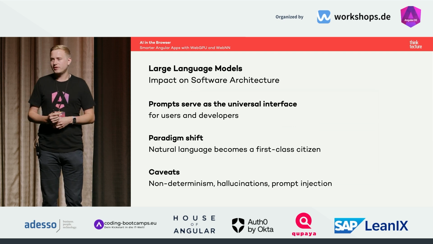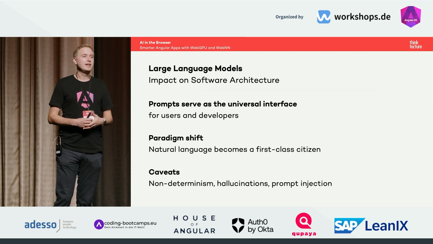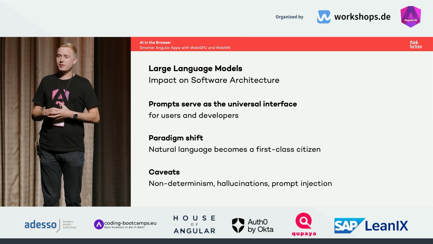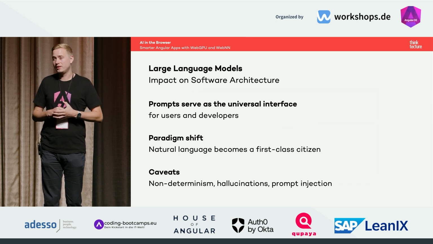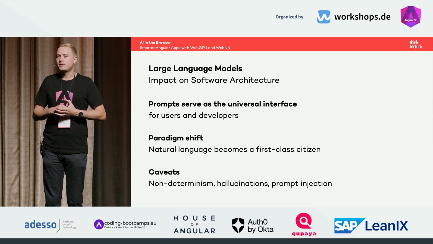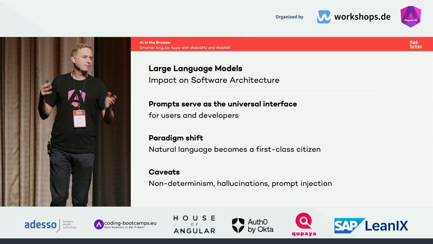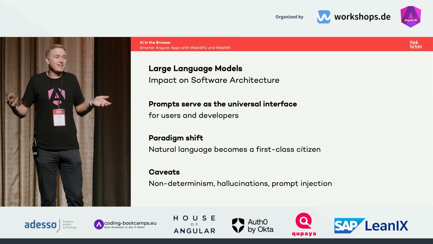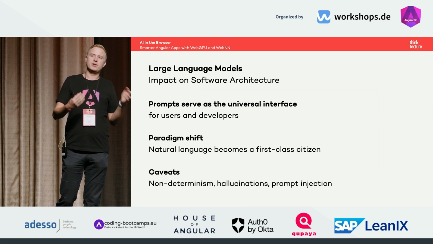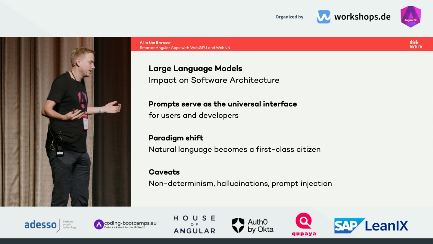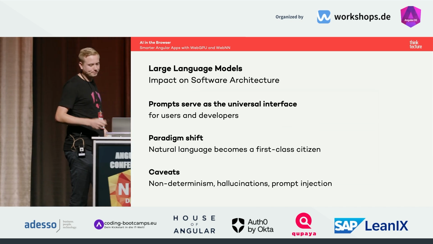And of course, it also has its caveats, right? So yes, there is non-determinism in those models, and yes, there are hallucinations, and yes, there's the possibility of prompt injections. That's basically the technology as it is, right? So it has many advantages, as always, and it also comes with certain disadvantages and restrictions.